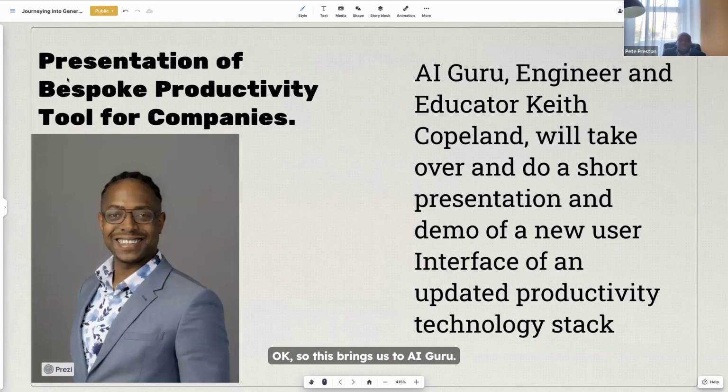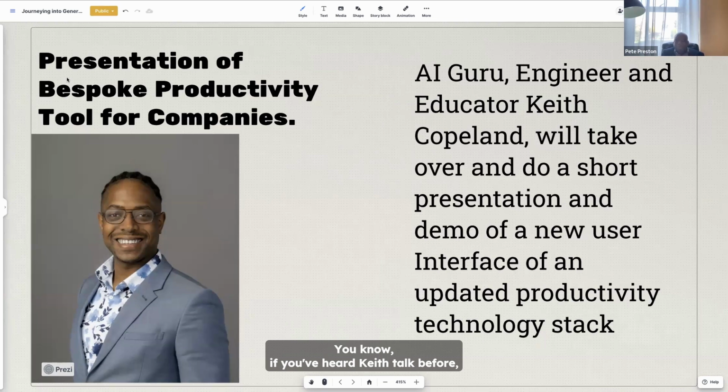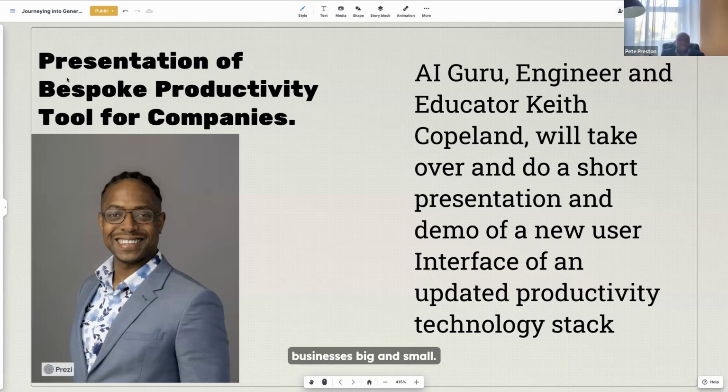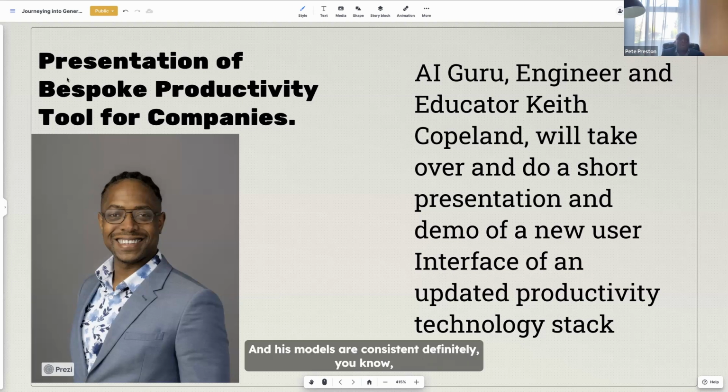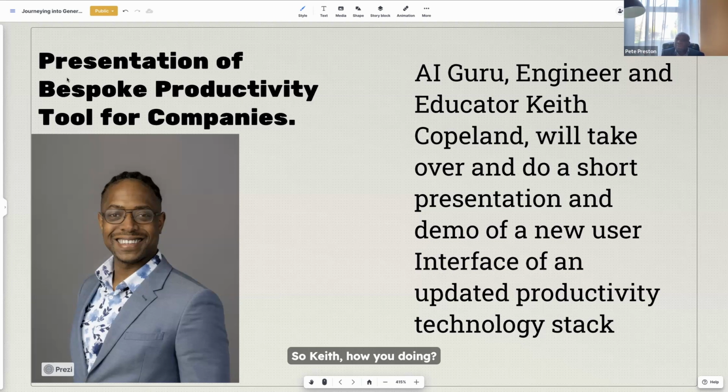Okay, so this brings us to AI guru. If you've heard Keith talk before, he knows his stuff. He's a product launcher, and he's one of our trusted people here who does a lot of work, not just with us, but also with universities, businesses, big and small. And his models are consistently challenging, if not better than, the models that you have out there. So Keith, how you doing?